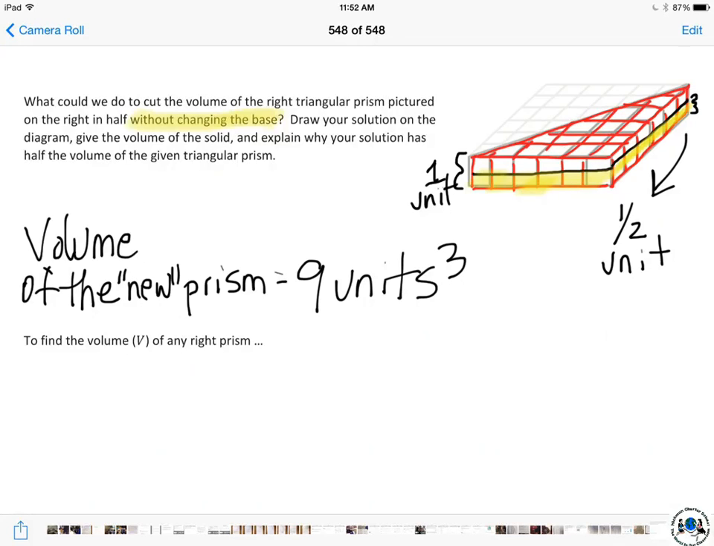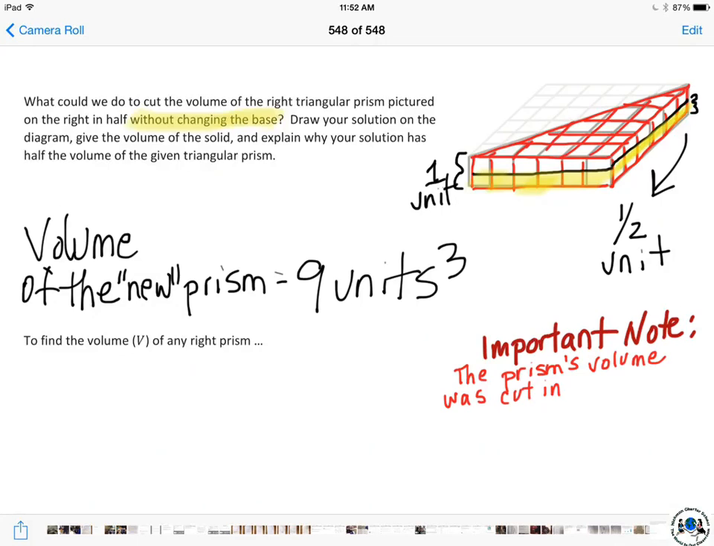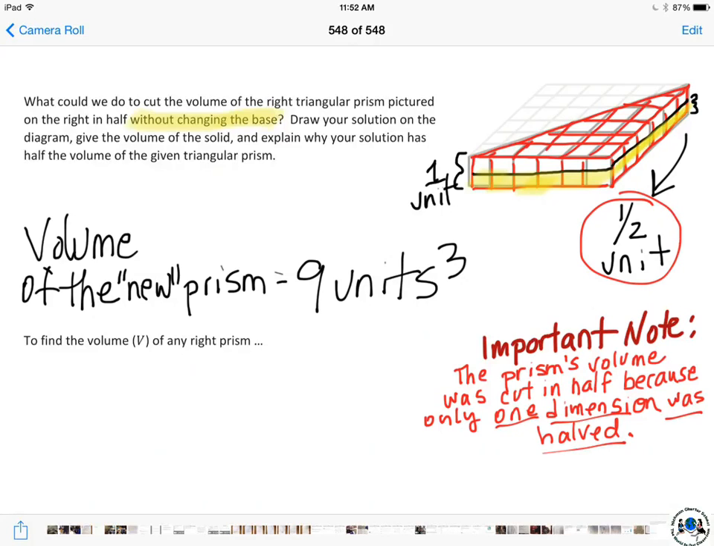Is 9 units cubed. Okay, so we have 9 units cubed right now, when originally we had, of course, 18 units cubed. Now, here's an important note. I just want to let you know, and we'll talk more about it in the future. But the prism's volume was cut in half because only one dimension was halved. In this case, we've only cut its height in half.